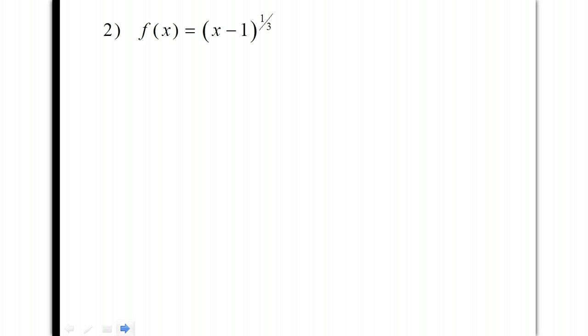Okay, let's do one more example. Let's look at this one. This is not a polynomial. This is a rational function. Remember that notation means this is the same as 1 over the cube root of x minus 1. So let's go through the steps. Let's find part A. Let's find the candidates for extrema.